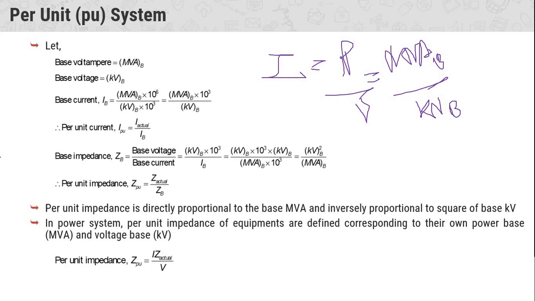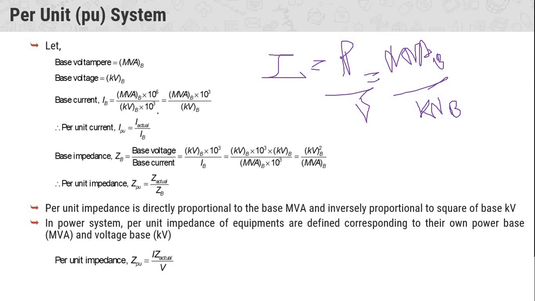Now base impedance. Impedance is voltage by current. So base impedance is equal to base voltage by base current, and base voltage is kV base into 10 raised to 3, upon I base.